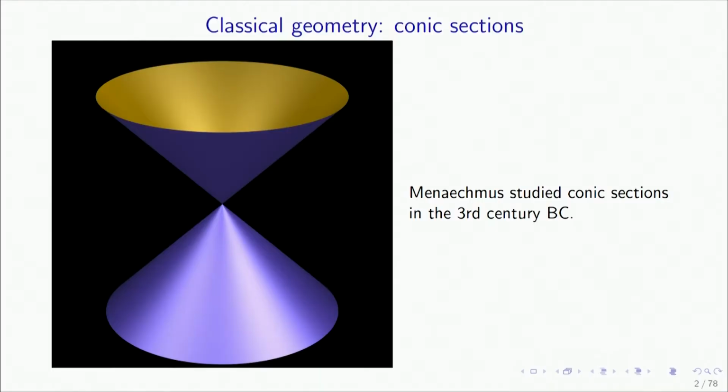Okay, so algebraic geometry is a subject with a very long history, so let me start with that. It starts with the Greeks, who were interested in conic sections. Menaechmus, I suppose, studied conic sections in the 3rd century BC. So that's a cone. It's sort of like an ordinary cone, but you take a line and rotate it around a point.